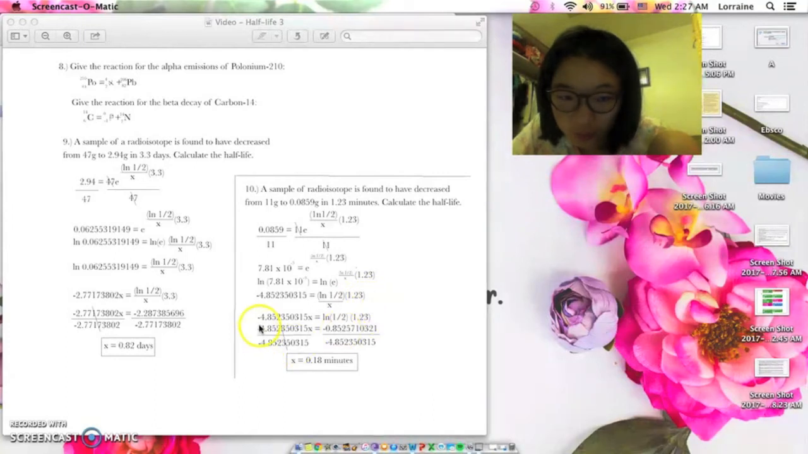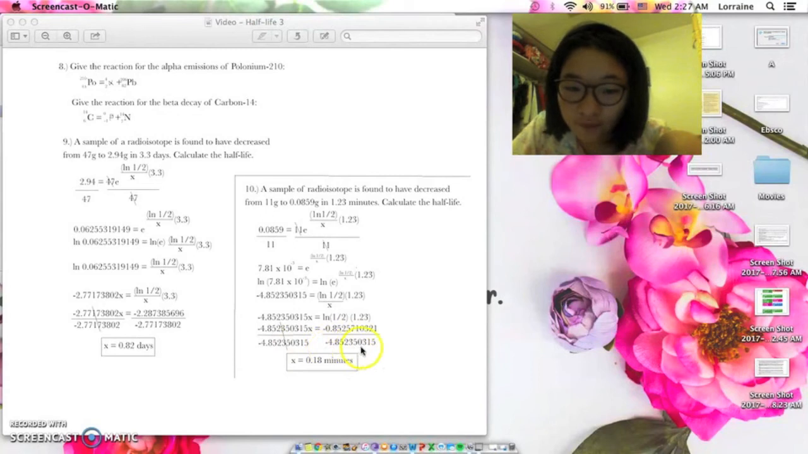And then in this part, I cross-multiplied, so it became negative 4.852350315x equals ln of 1/2 times 1.23. The answer for this is negative 0.8525710321. Then I divide both sides by negative 4.852350315, and the answer is that the half-life is 0.18 minutes.